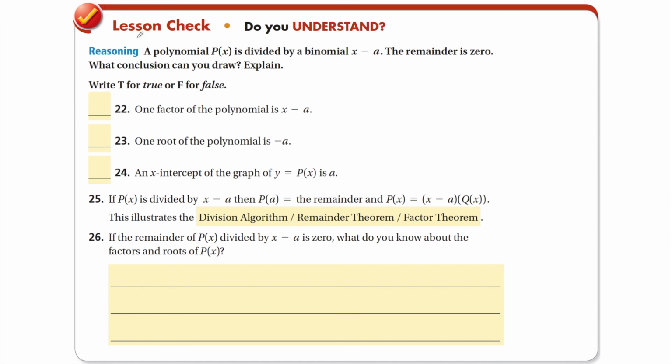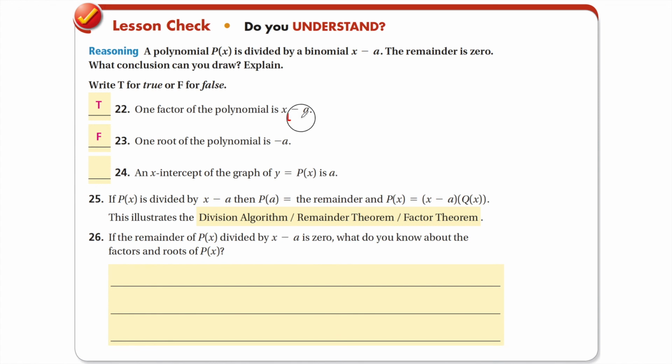Well, if we end up having a situation where the remainder is 0, then we know that one factor of the polynomial is going to be x minus a. So that answer is going to be true. One root of the polynomial is going to be negative a. In other words, the opposite of that a, but in that case, I'm going to say that is false because it's not a negative a.